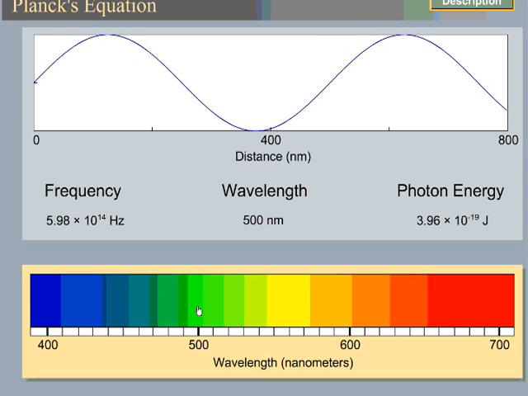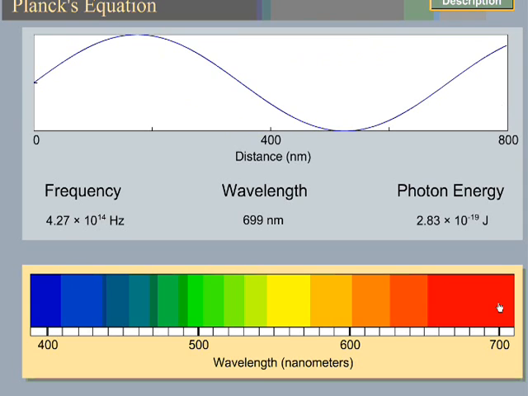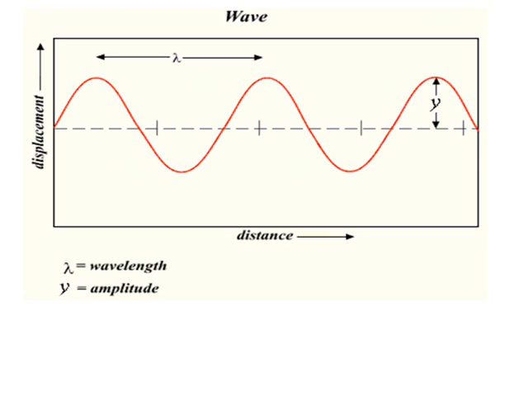If we then jump up into the red, we are at around 700 nanometers, and again our frequency goes down even lower to 4.27 times 10 to the 14th hertz, and our energy goes down even lower as well to 2.83 times 10 to the negative 19th joules. So a photon of red light is lowest in energy, and it would have a low frequency also, but a longer wavelength. So we can go back and focus in on the properties of a wave for just a moment.